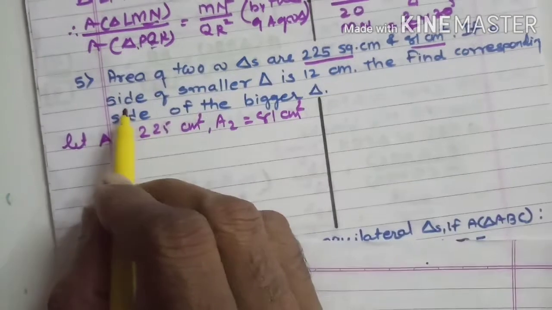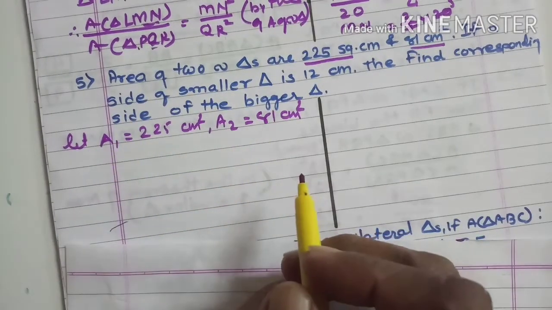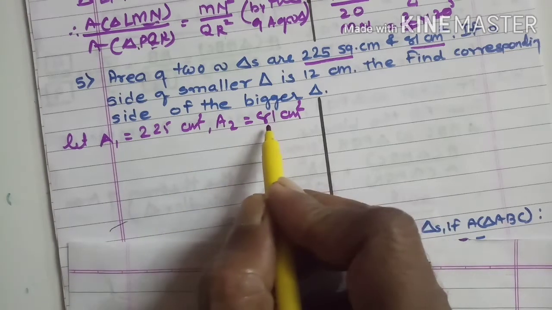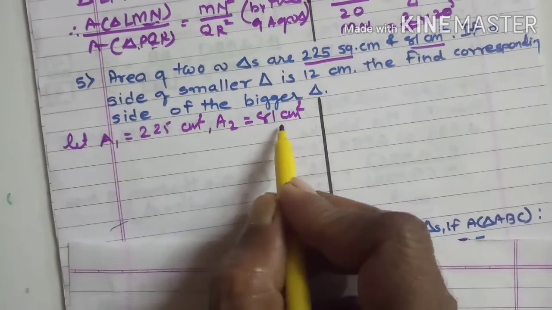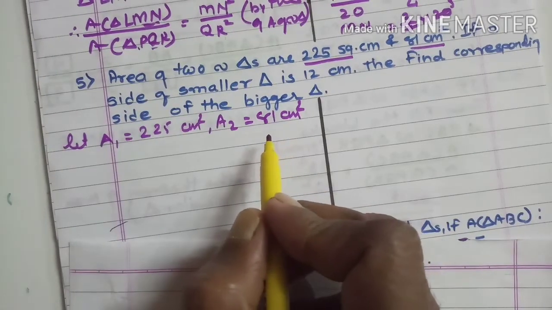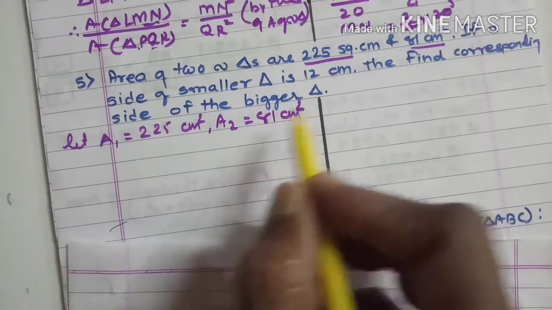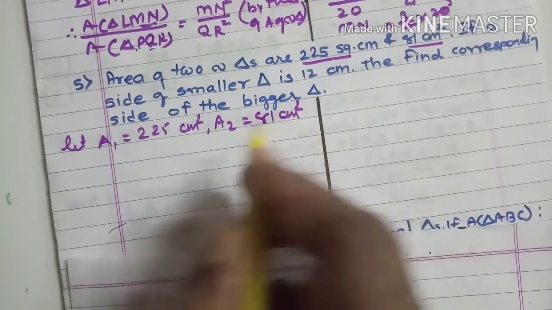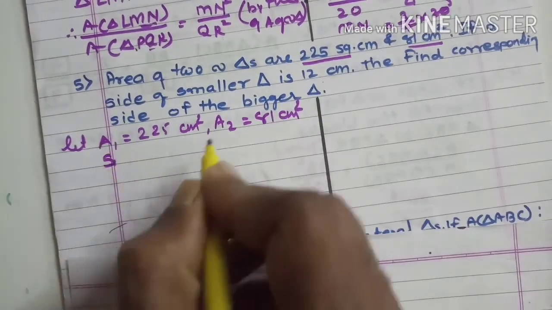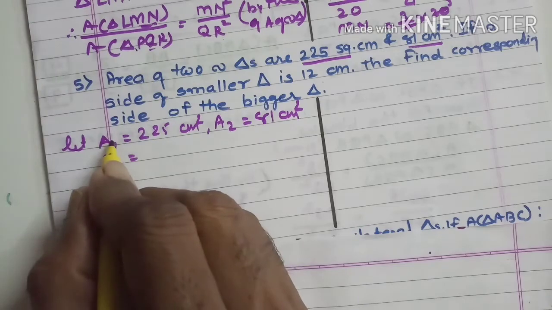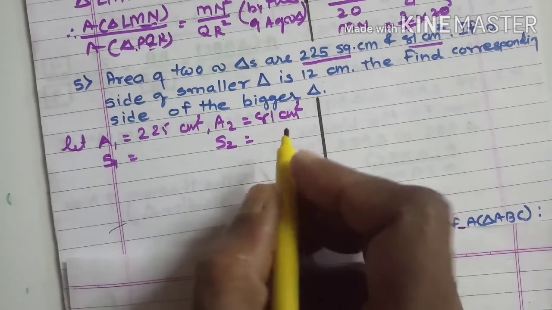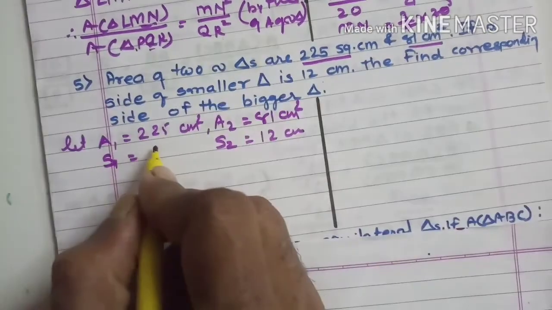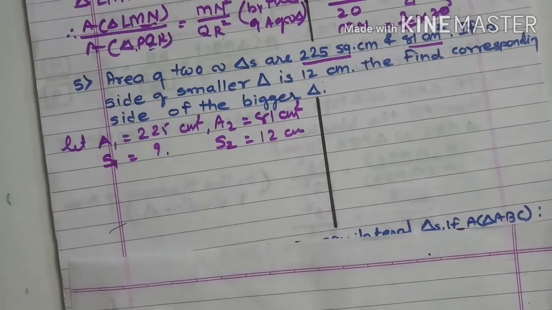Okay, now out of these two triangles, which is the smaller one? Triangle 2, meaning the triangle having area 81 is the smaller triangle, because 81 is the smaller number. The side of the smaller triangle is 12. So let S1 be the side of triangle 1 and S2 be the side of triangle 2, and S2 is given, that is 12 centimeter, and we have to find the corresponding side. So we have to find S1.